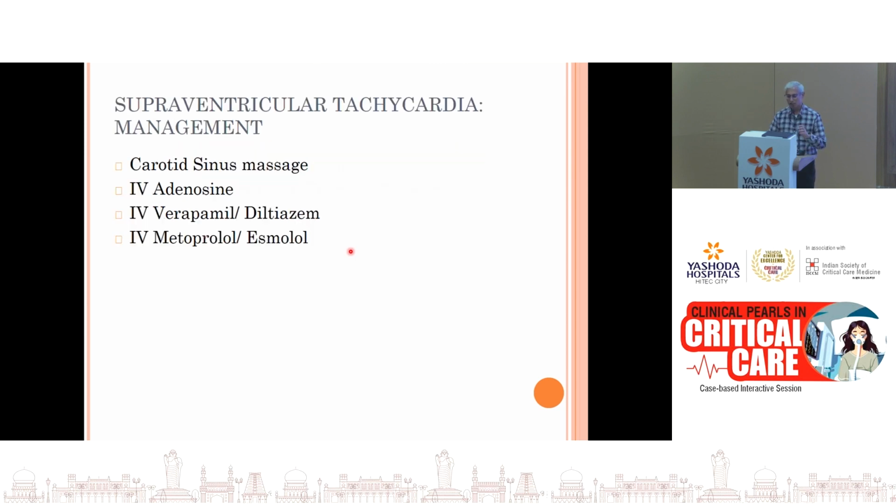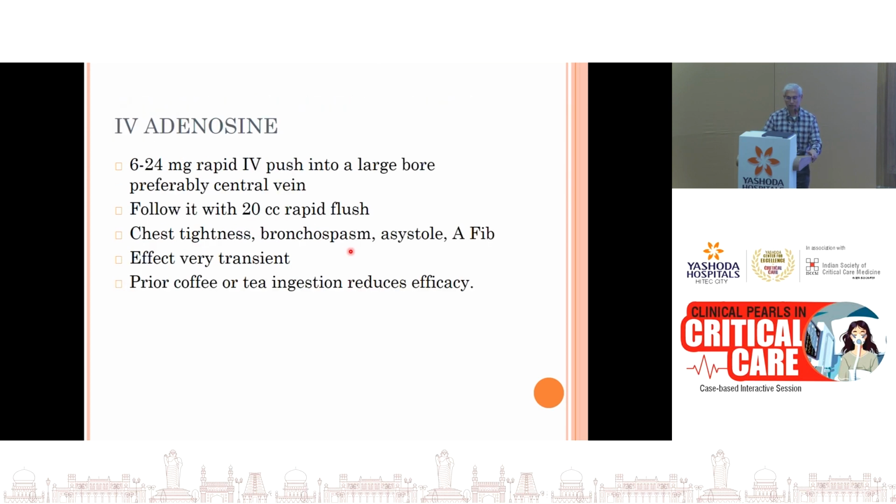So typically this is how we treat the supraventricular tachycardia. We either do a carotid sinus massage, or you can give intravenous adenosine, intravenous verapamil, diltiazem, or beta blockers. And one important thing is how you give adenosine, because this is what you frequently need to do in the critical care setting. We need to give 6 to 24 milligrams as a rapid intravenous push into a large bore peripheral or central vein. And this has to be immediately followed by a 20 cc rapid flush.